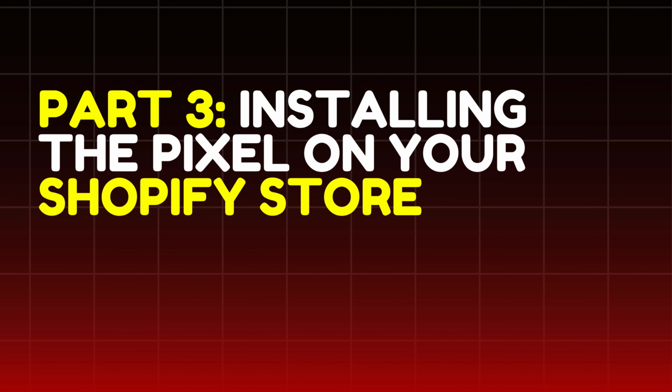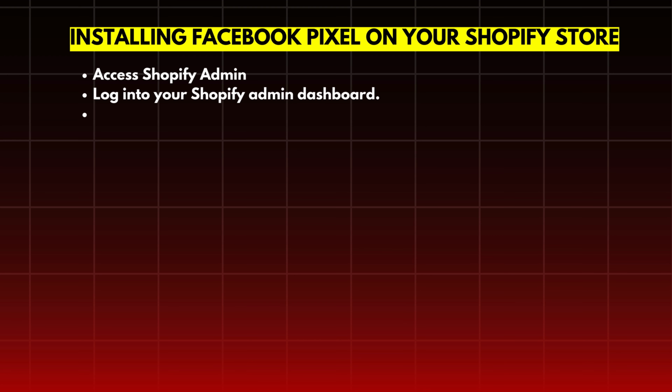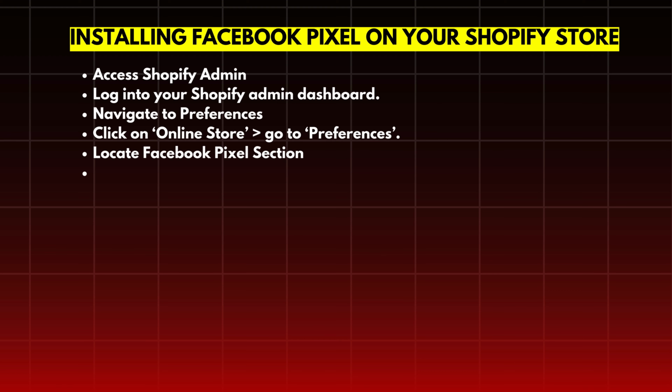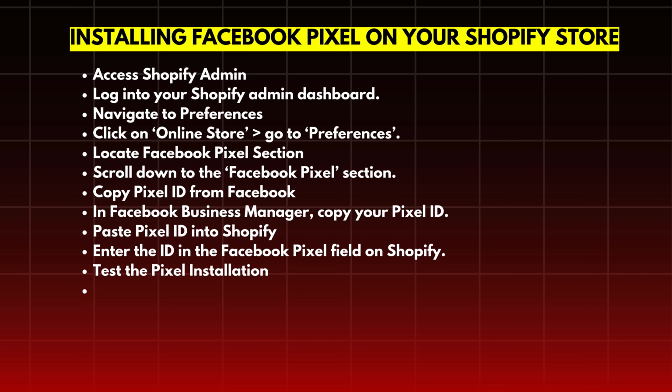Part 3. Installing the Pixel on your Shopify store. This is the moment you've been waiting for, the actual installation of the Facebook Pixel on your Shopify store. If you thought it was going to be complicated, breathe easy. Shopify makes this part straightforward. First, log into your Shopify admin dashboard. Click on Online Store in the left-hand sidebar and then navigate to Preferences. Scroll down until you see a section labeled Facebook Pixel. This is where the magic happens. Now, head back over to your Facebook Business Manager and copy the Pixel ID that you just created. Paste it into the Facebook Pixel field in Shopify, and boom, you've connected your store to Facebook.